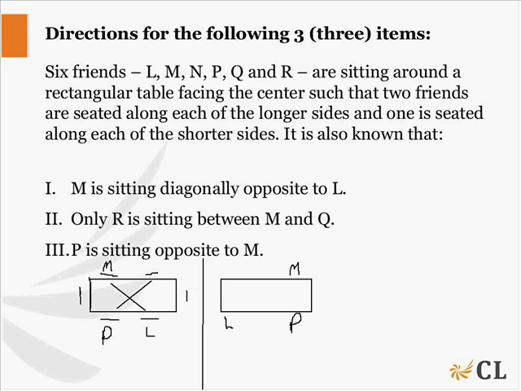Alright, now comes to the second part. Only R is sitting between M and Q. So only R is sitting between M and Q, that means R has to be here in this case and Q has to be here, and in this case Q has to be here and R be here, and the only person left is N, which comes opposite of Q. So we have two possible cases here, so my answers could vary, right?